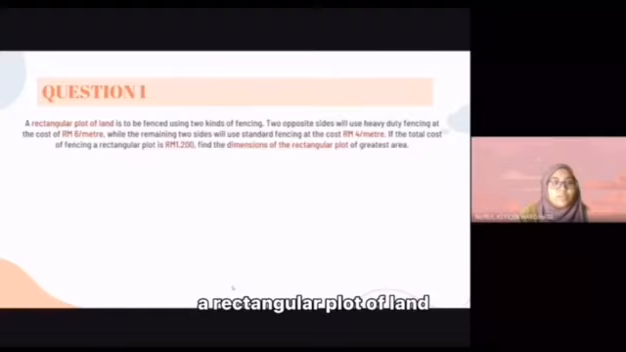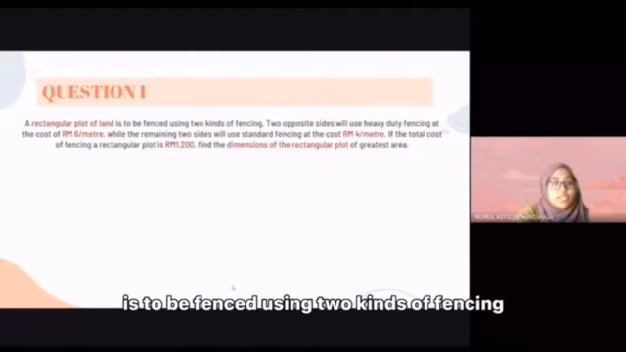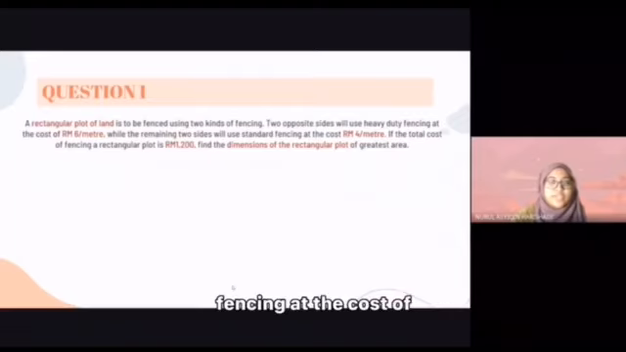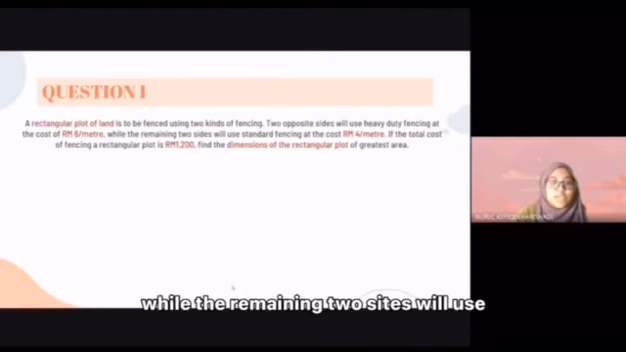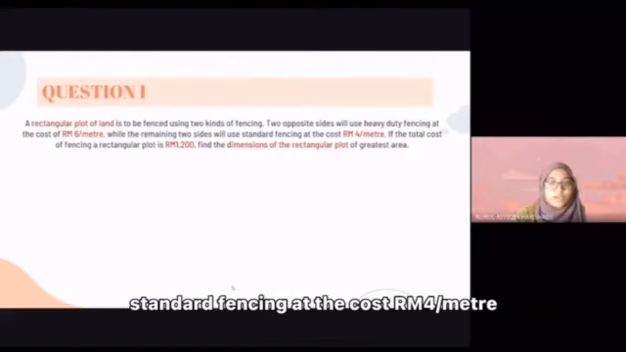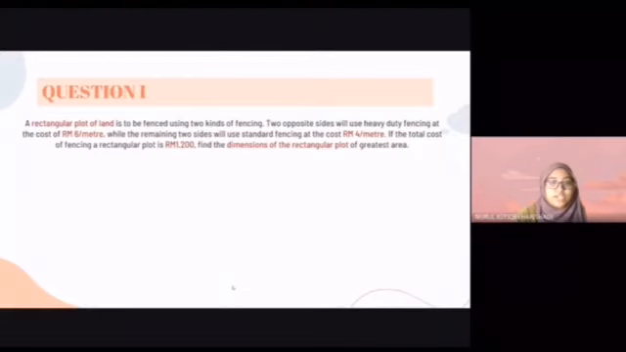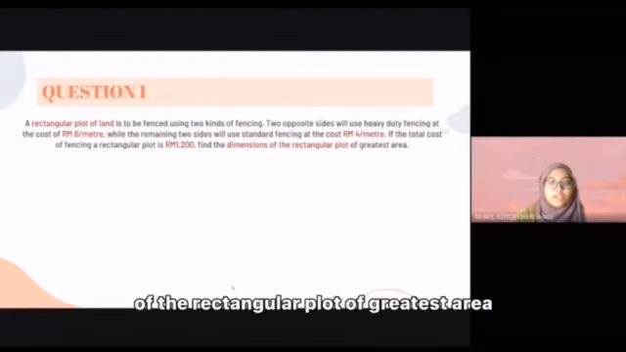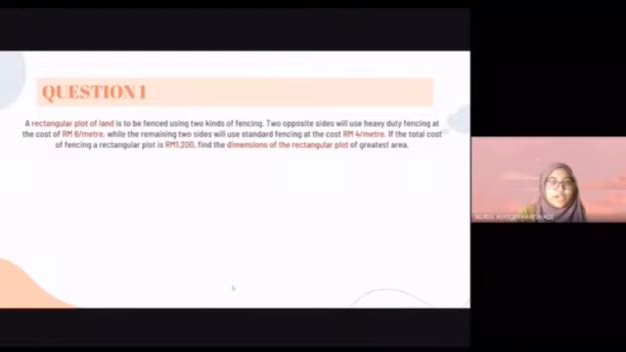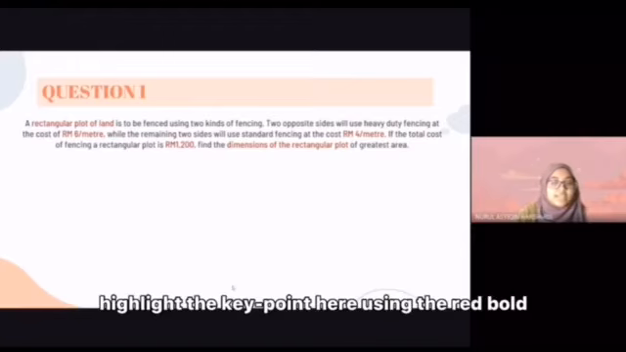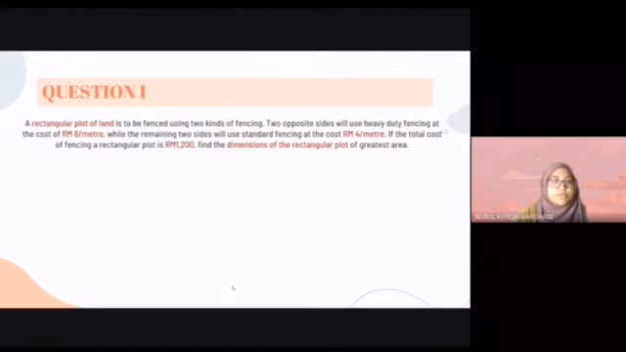A rectangular plot of land is to be fenced using 2 kinds of fencing. 2 opposite sides will use heavy-duty fencing at the cost of 6 ringgit per meter, while the remaining 2 sides will use standard fencing at the cost of 4 ringgit per meter. If the total cost of fencing the rectangular plot is 1,200, find the dimensions of the rectangular plot of greatest area. As you can see, I highlighted the key points here using red bold.